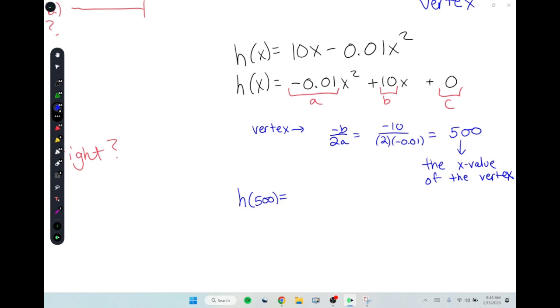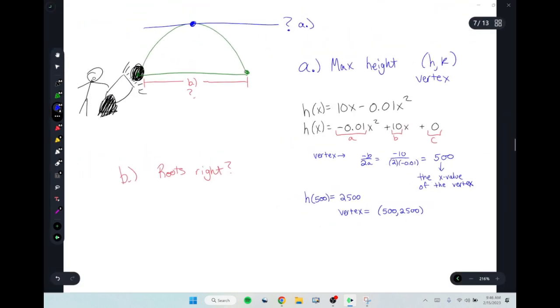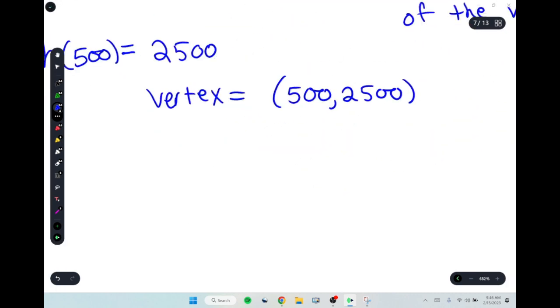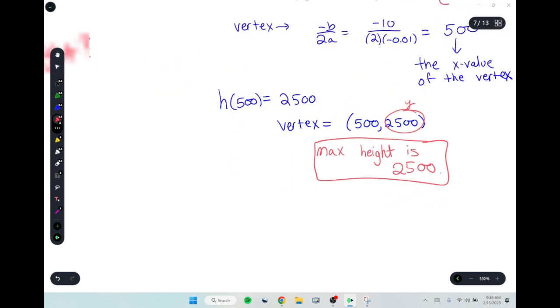Yep, you both got it? 2,500. So what is your vertex? 500, comma, 2,500. But that is not the answer to the question, even though it's super helpful for the answer. What is the answer to the question? The maximum height. It's 2,500. Yes, this is y, the max height, is 2,500. I'll zoom out since we're zoomed in real big. Boom.